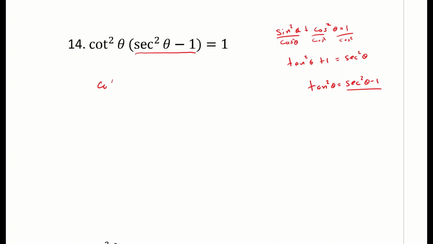So cotan squared theta times tan squared theta, and these are reciprocals of each other, or if you can't see it, we can always rewrite this in terms of sine and cosine. So cosine squared theta over sine squared theta is cotan squared, and sine squared theta over cosine squared theta is tan squared. Sines cancel, cosines cancel, and I get 1 is equal to 1.